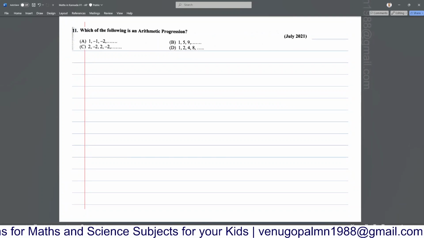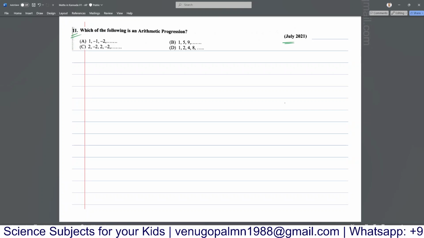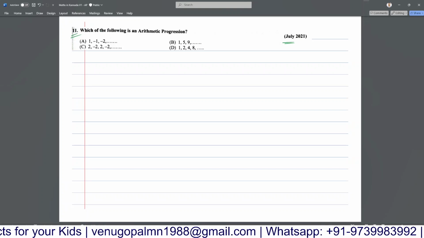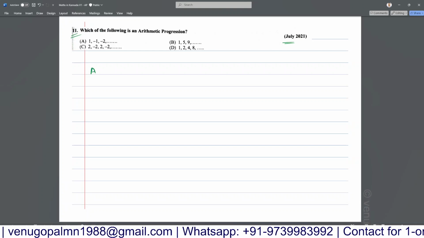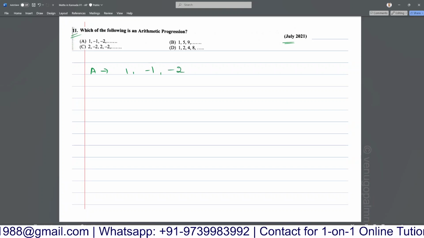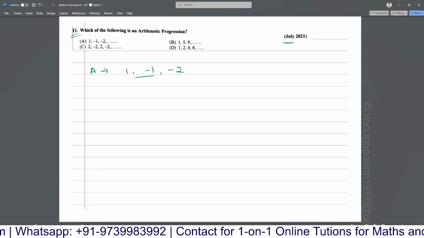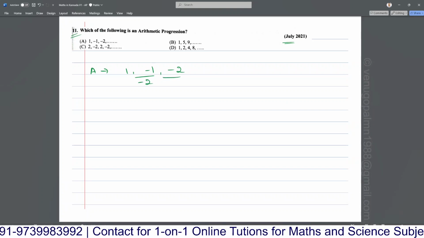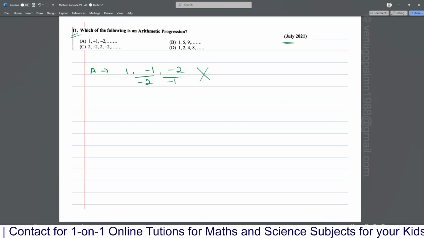So now let us take one more example which has come in your board exam in July 2021. Which of the following is an arithmetic progression? They have given 4 sequences. Again we will have to find out which one is an arithmetic progression. Let us take the sequence A: 1, minus 1 and minus 2. If you find out the difference, minus 1 minus 1 would be minus 2, and the difference between minus 2 and minus 1 would be minus 1. So this is not an arithmetic progression.